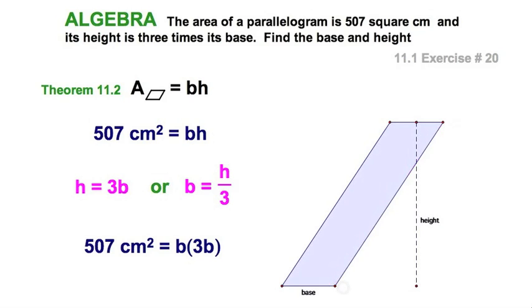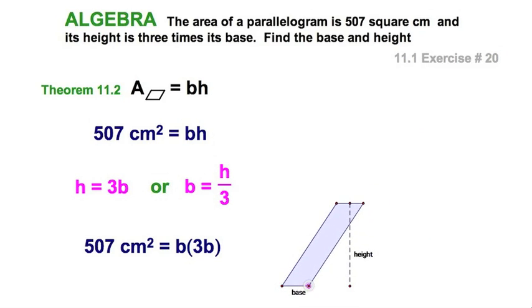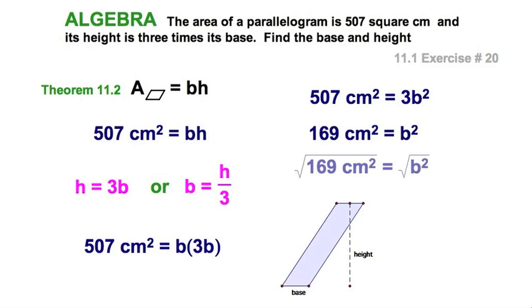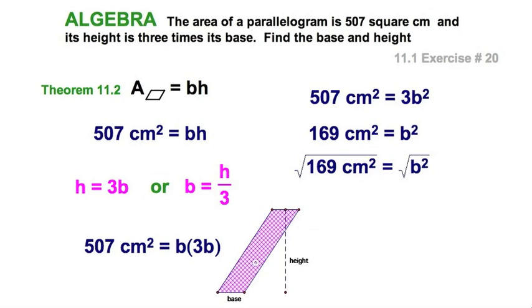Next thing I'm going to do is multiply this. And I generate a b squared term. And right away now we know what to do. Let's do a division. Divide both sides by 3. And now it looks like we're going to have to take the square root of both sides of the equation.